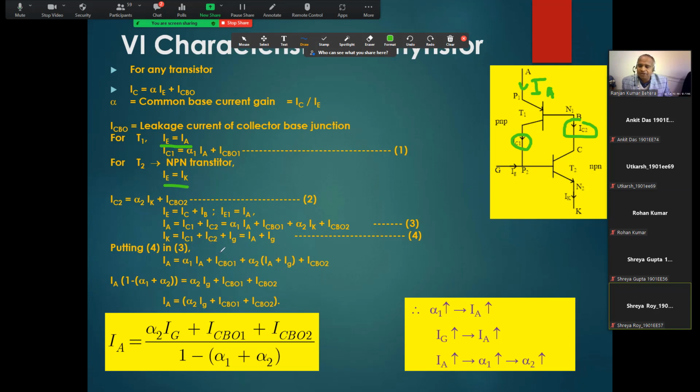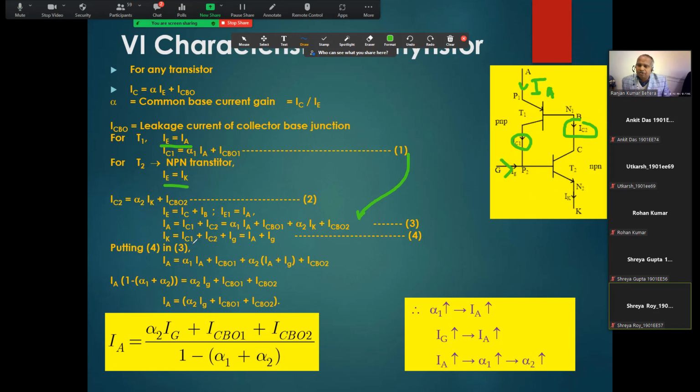So if you see here, IE is equal to IC plus IB, you know that. And IE1 is equal to IA, the anode current. So IA is nothing but IC1 plus IC2, which you get by putting in these two equations, equation 1 and 2. This is equation number 3. And IK is nothing but IC1 plus IC2 plus IG, the gate current.